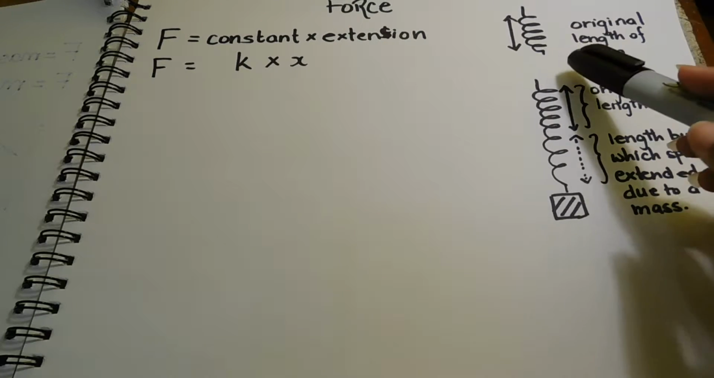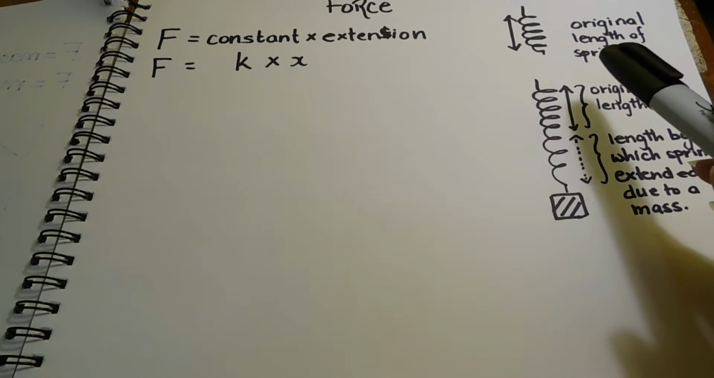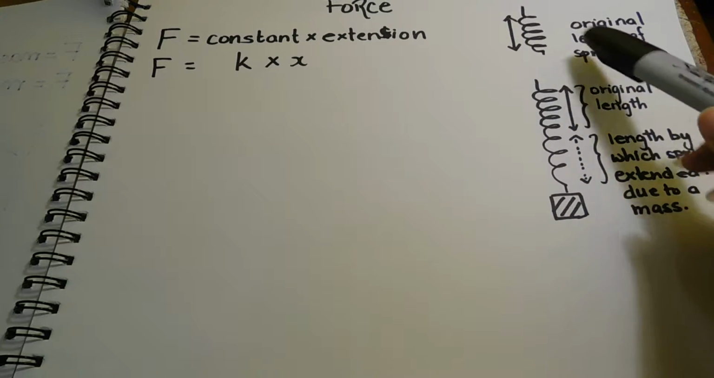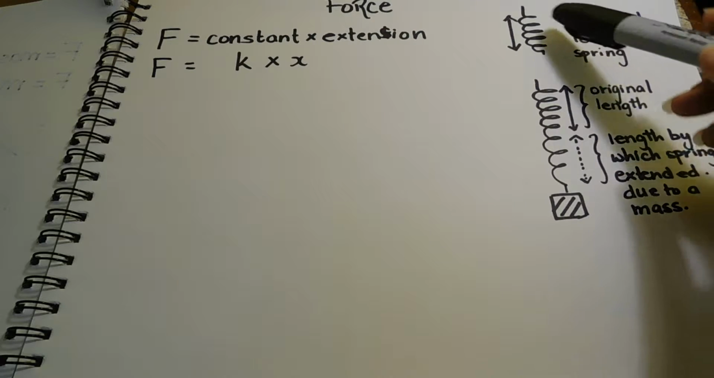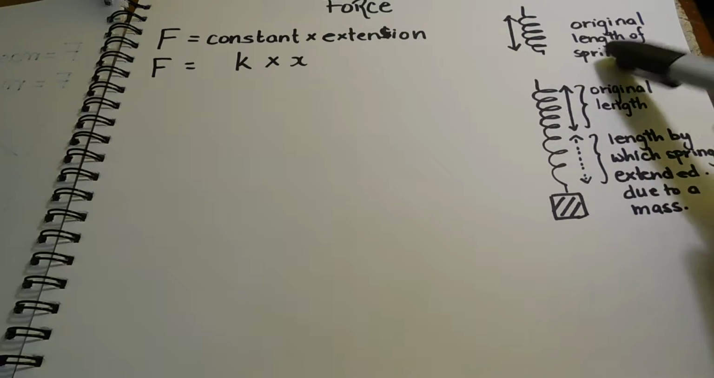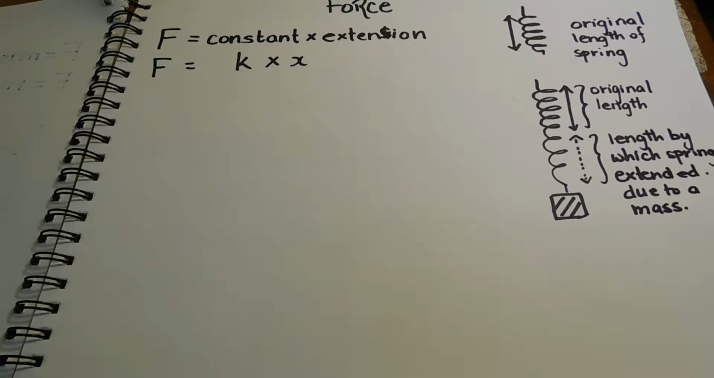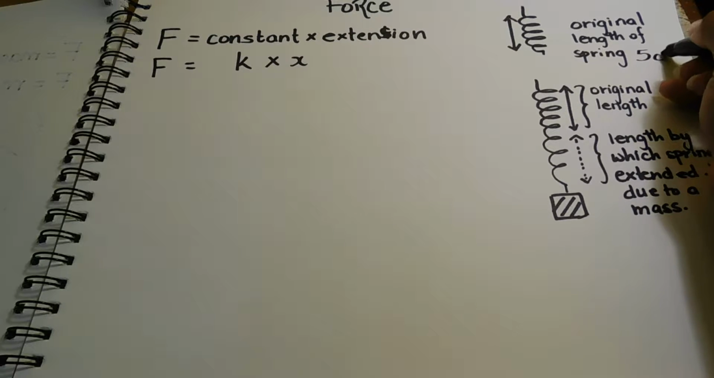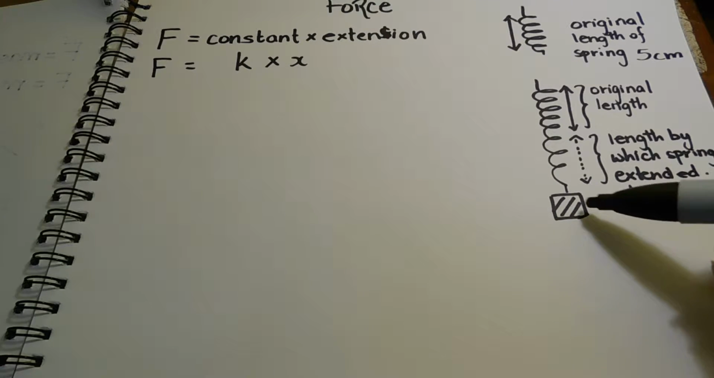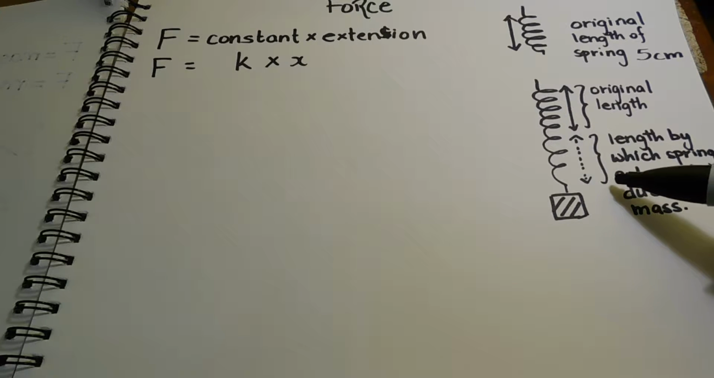A spring in its unused form would always have an original length. So if you have a spring, you will have this original length. The original length is from the top piece to the bottom piece right there, and so you would measure it. And this original length can be around, let's say, 5 centimeters. Right? And so if you add a weight to that spring, you would have it extending.